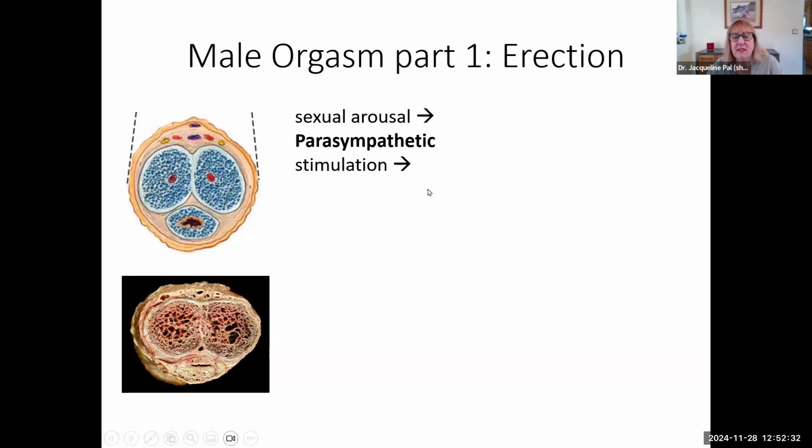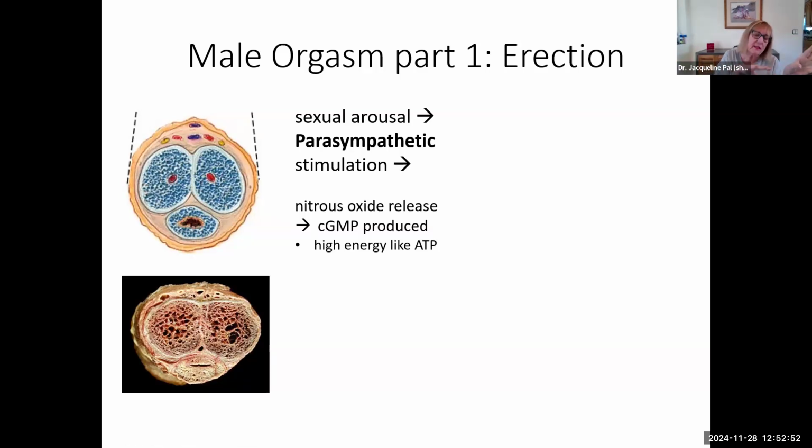And with parasympathetic stimulation, what comes into play is the release of an amazing compound known as nitrous oxide. And nitrous oxide release causes the production of something called cyclic GMP, which is a high energy compound, kind of like ATP, but totally different than ATP, but kind of like ATP. And what cyclic GMP is going to do is cause arterial smooth muscle relaxation there in the penis. So nitrous, not nitric oxide, not that stuff you can inhale, but nitrous oxide is the most potent vasodilator we have in our body.